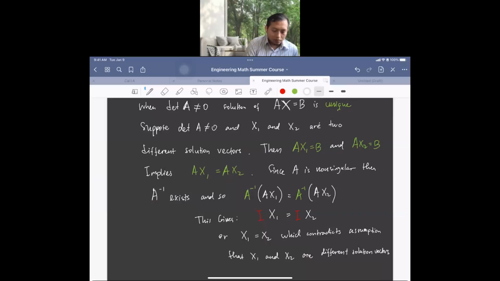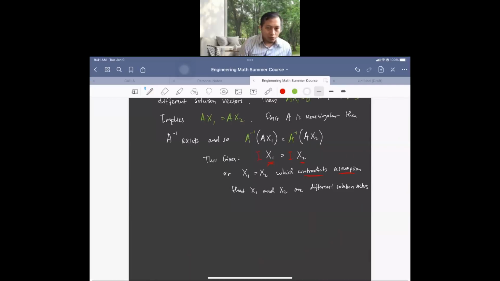This is just to give you an idea that if the determinant is not zero, it's non-singular, it has an inverse. The solution of the AX equal B will be a unique solution. Okay? And this is just to show you that if we assume x1, x2 are two different solution vectors, when we use the inverse, it gives us that they're supposed to be the same. Okay, it's supposed to be the same, and then it seems we broke our assumptions, right? So this is just to say that there is only exactly one solution. We just pick one, and that is the unique solution. Okay.